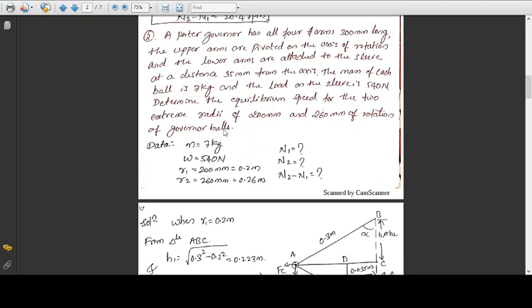He has given the mass of each ball, that is small m, as 7 kg, and he has given the load on the sleeve. Instead of giving you the mass of the sleeve, he has given the load on the sleeve, that is capital W, equal to 540 Newton. Then he has given two extreme radii of rotation. R1 is 200 mm, which is equal to 0.2 meter, and R2 is 260 mm, which is equal to 0.26. And he asked us to calculate N1, the minimum speed, N2, the maximum speed, and the range of speed.